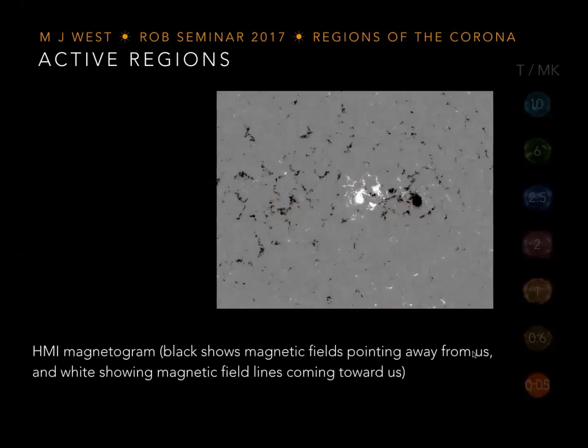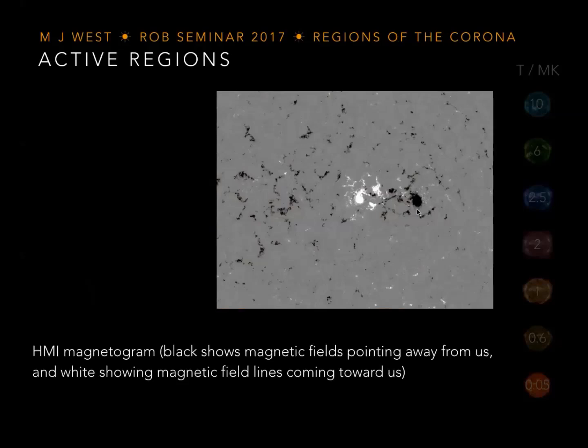If we look at a magnetogram of this region, we see a nice bipolar region. Just to highlight, in these images, the black is showing magnetic fields pointing away from us, and white is showing magnetic field lines coming towards us. So you can imagine the field structures coming up, looping over and going back down.